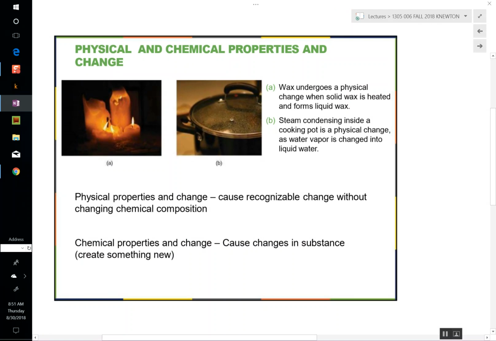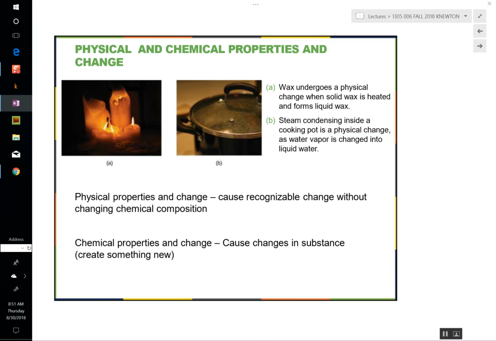Physical properties and change cause recognizable change without changing chemical composition. Chemical properties and change cause a change in the substance. They create something new. So the candle burning is consuming the composition of that candle. It's carbon and hydrogen, but it's burning, and it's producing carbon dioxide and water. So you're starting out with candle, but now a chemical reaction is occurring. The candle plus oxygen is forming carbon dioxide and water.